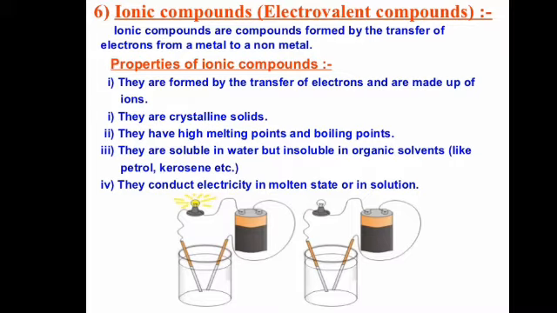The fourth one is that they conduct electricity in their molten state or in solution form. That is, when ionic compounds are dissolved in a solution or are in the molten state, they possess ions that can show mobility, and as such they carry charge from one end to another, and so they can carry electric current. Hence they are good conductors of electricity in their molten or solution state.